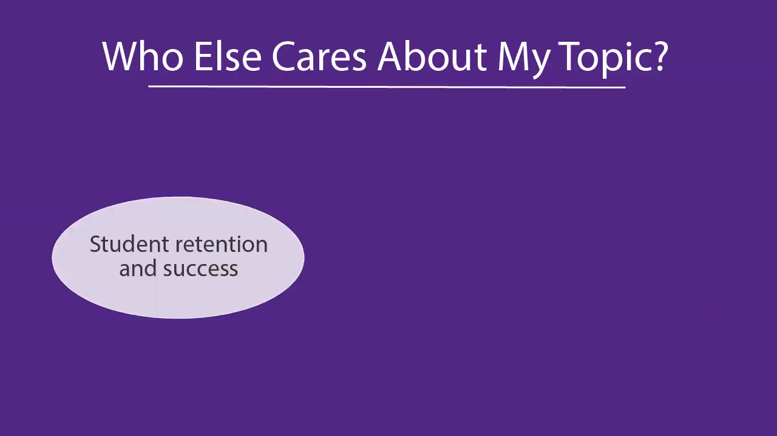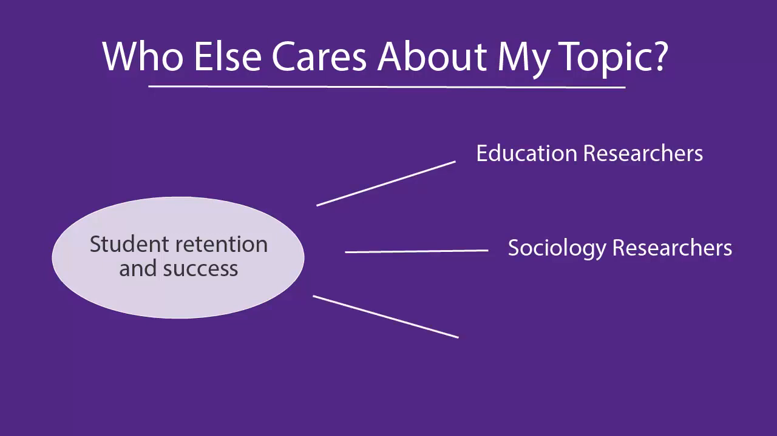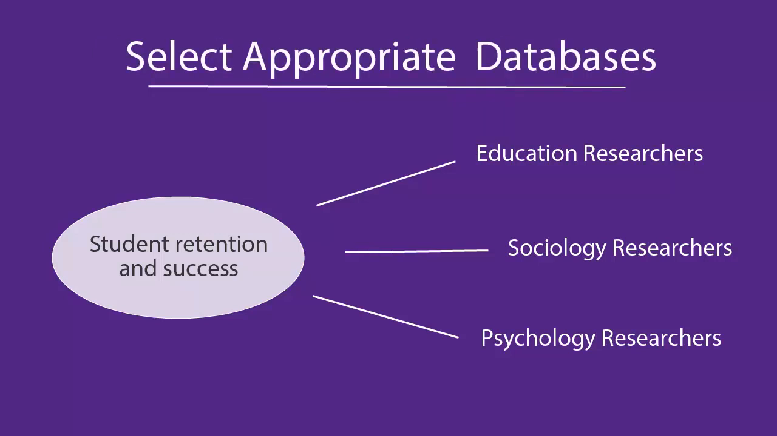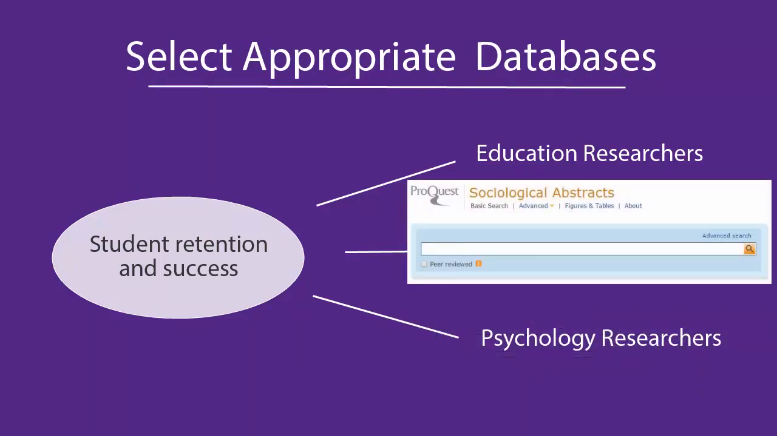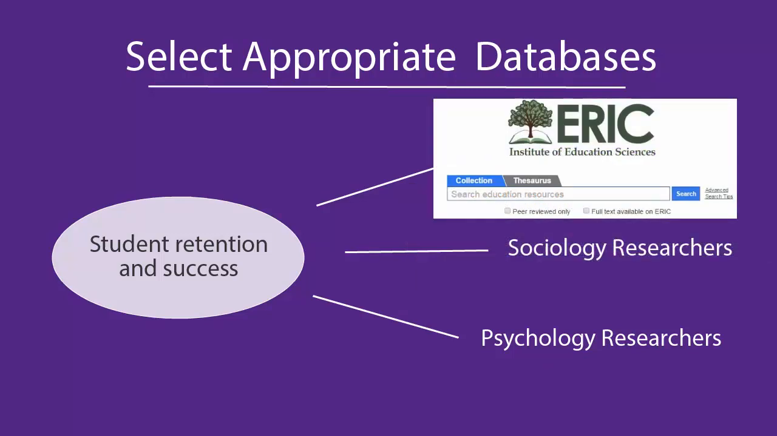It's also a good idea to think about which disciplines might have written something on your topic. People from several fields might be interested in the retention and success of first-year college students, and they will all have unique points of view that can be helpful to my research. For example, I might want to search psychology databases and sociology databases in addition to education for this topic.